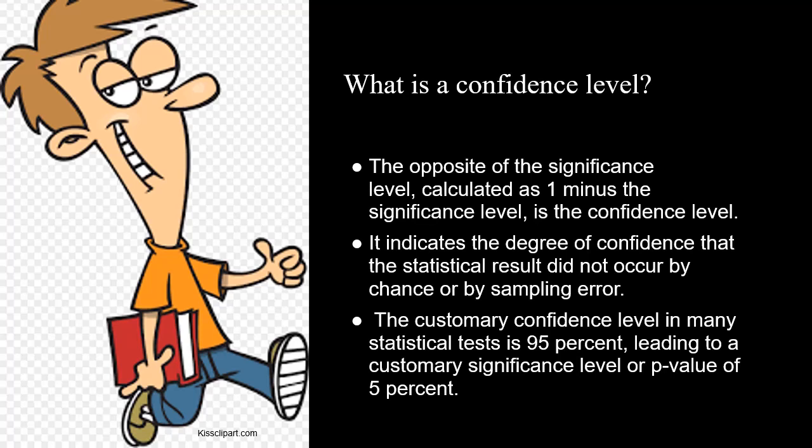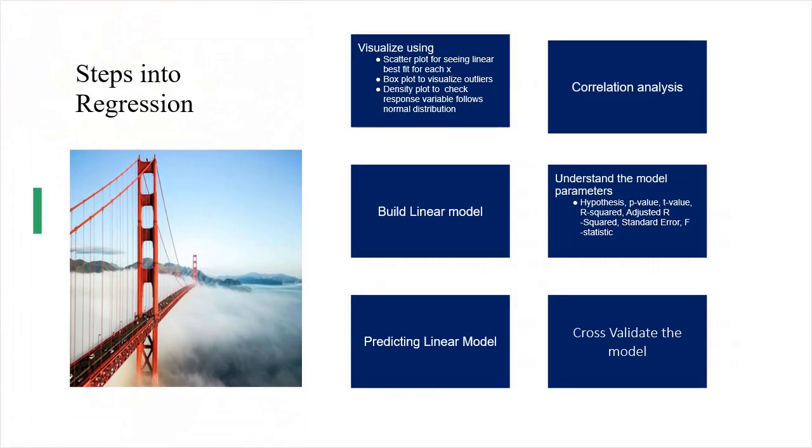Now you have understood the confidence level, 95% confidence level, 99% confidence level, or 5% significance or 1% significance, etc. To understand all these things, you should get the p-value, and if the p-value is less than 5%, then we know that the chance of this relation coming by fluke is very negligible. Now let us see the steps in regression.